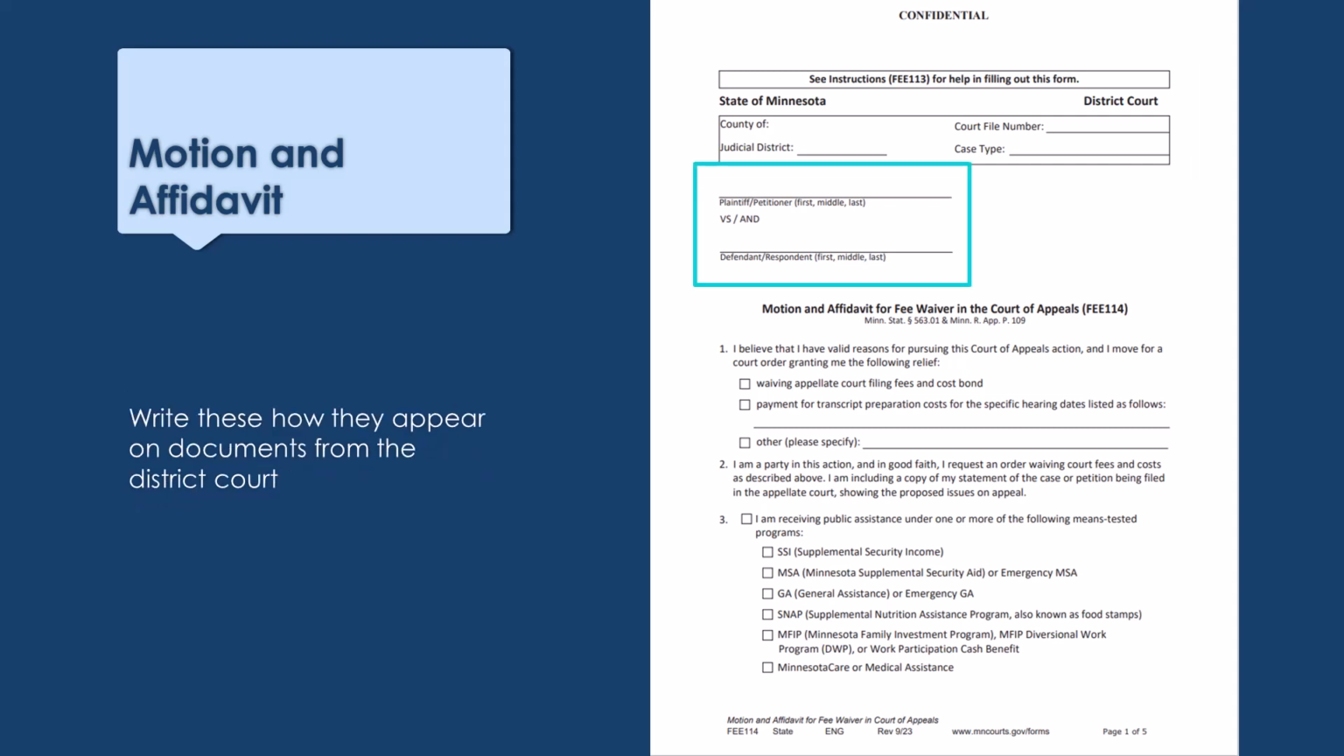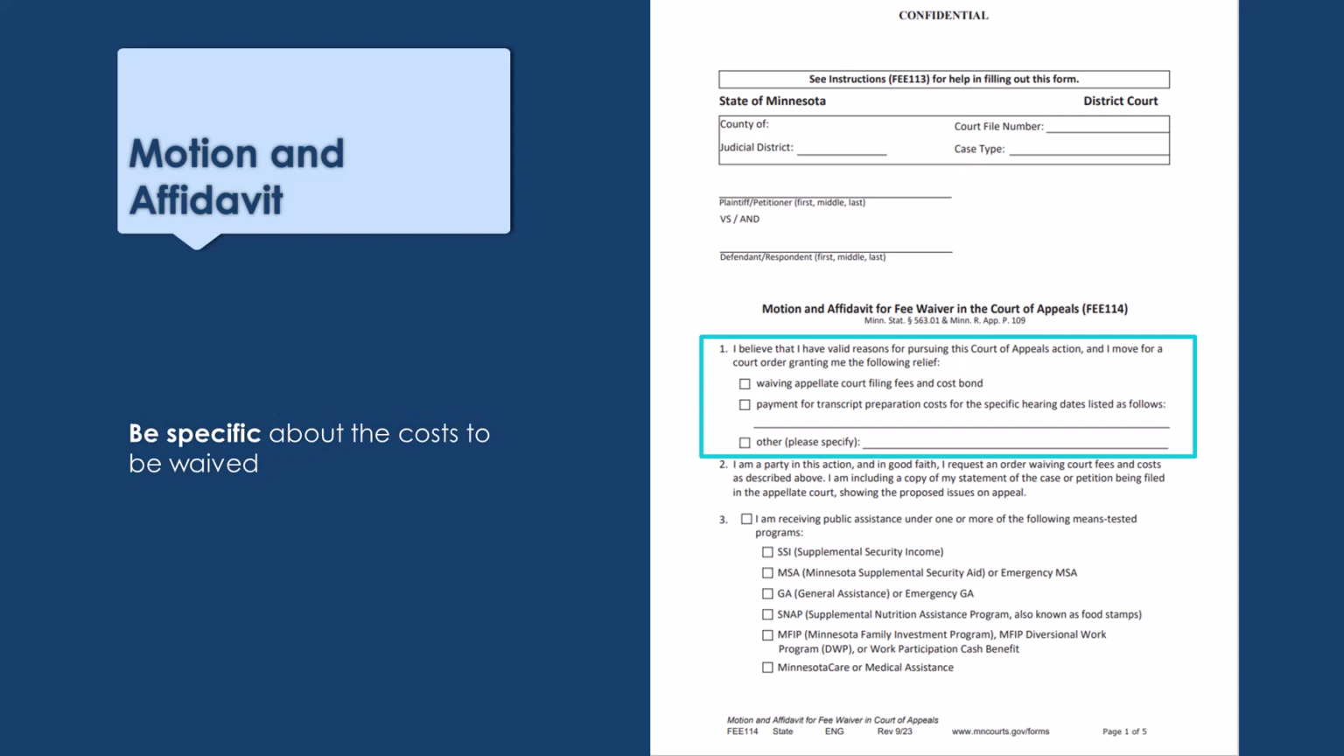Below that, fill in the names of the plaintiff and defendant as they appear on documents filed in your district court case. These might also be listed as petitioner and respondent, depending on the case type. You should fill these in exactly the same way as they appear on documents in your district court case. Now let's move on to the motion and affidavit questions.